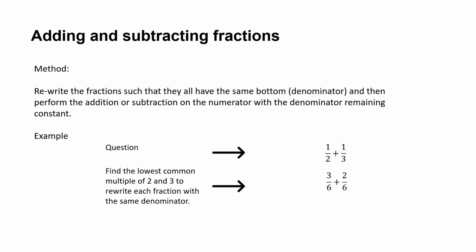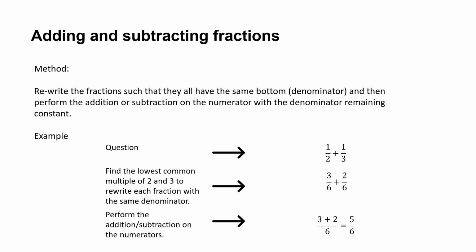Well, if we want to rewrite a half as something over 6, we're going to need to multiply the top and the bottom by 3. So a half times 3 over 3 is going to be 3 over 6. And then we need to rewrite a third to be something over 6. So we need to multiply the 3 by 2 to get 6, so we multiply top and bottom by 2, and this gives us 2 over 6.